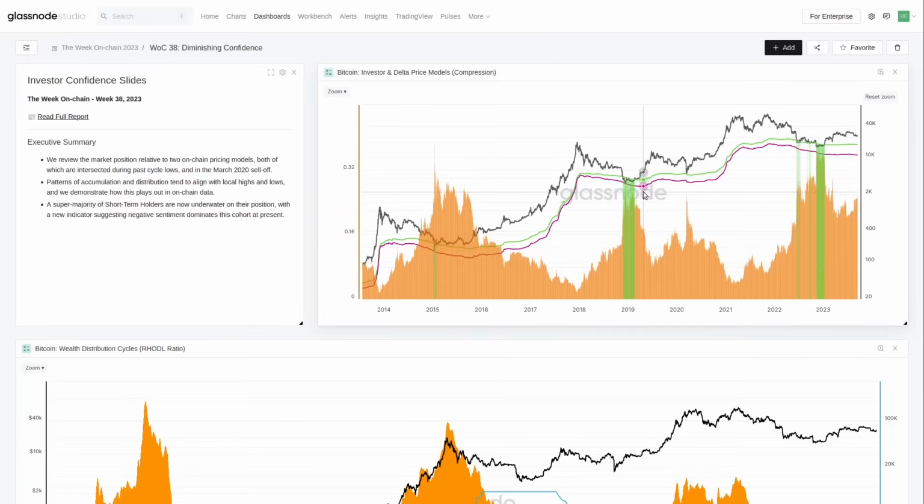The reason we do this is that at some points in time, such as bull markets, you can see that these actually compress together. This orange curve here is mapping out how compressed those two models are. At bull market peaks, there's so much spending and so much profit taking that the investor cap and the realized cap collapse to be very close to each other, a very low degree of compression.